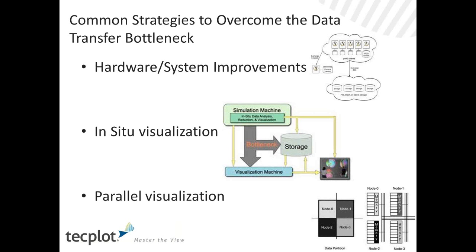And similarly, there's a lot of strategies for parallelizing the actual rendering. This idea of parallel visualization, where you're taking advantage of multiple nodes and actually, in some cases, partitioning the image that is shown on screen. Again, it's a viable strategy for some situations. And it does require a lot of hardware.